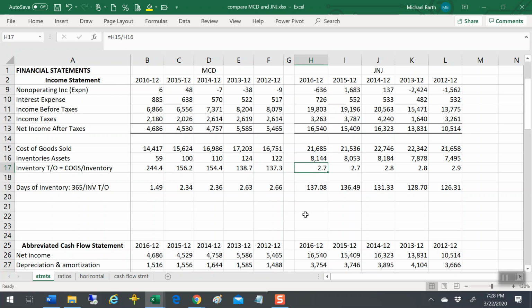So these two ratios are related. This is how many days it takes to empty the inventory. This is how many times you can empty the inventory per year. All right, and we can see that Johnson & Johnson is slow. They hold a lot of inventory. McDonald's is fast. They don't hold much inventory. Neither one's better or worse. They're just different.